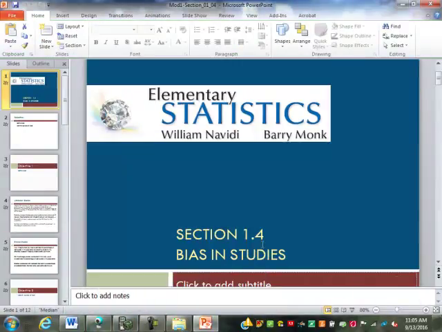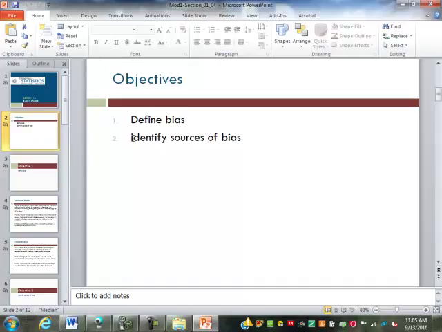Okay, so on to section 4, which is a very important section, talking about bias in studies. I mentioned that word bias earlier. Bias is a difference in the characteristics of the sample compared to the characteristics of the population. And the whole process of selecting a sample is supposedly to try to limit the chances of bias.